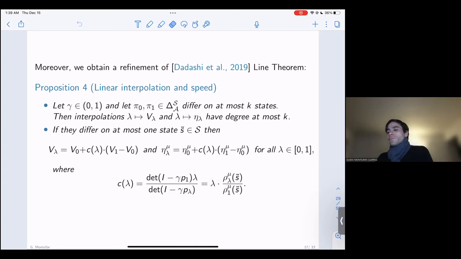And this is interesting because the mapping from policies to value functions is not linear. And yet, you trace a line in the space of policies, and this will create a line in the space of value functions. So they call this the line theorem. And what we were able to do is obtain the interpolation speed. So that's the statement here in the second bullet point. We are connecting policies pi zero and pi one by a line, then the value functions will also be connected by a line. That is described like this, but we also have the interpolation speed described in this way. All right, a generalization of this is for the case where we have maybe partial observability: if we are not fixing the policy everywhere but in one state, but rather we're allowing to move the policy on k states, then this will trace some piece of a curve. So this interpolation will be a curve of degree at most k.